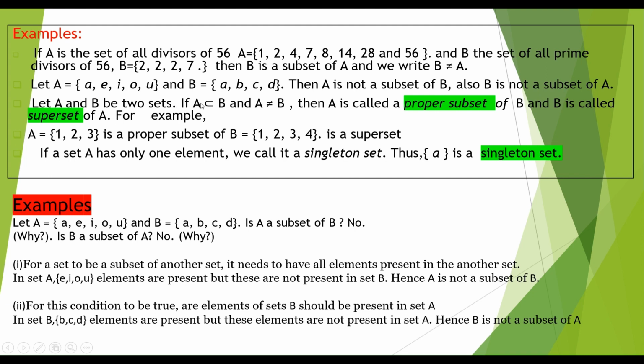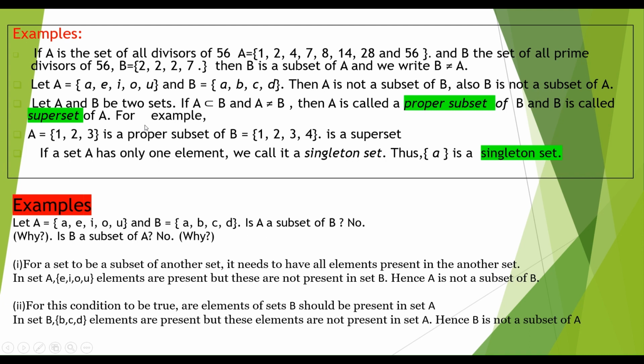Okay. If A is a subset of B and A is not equal to B, it's only A. We have seen the first example here. Prime divisors of 56. Okay, if A is a subset of B and A is not equal to B, then we call A a proper subset of B, and B is called the superset of A.